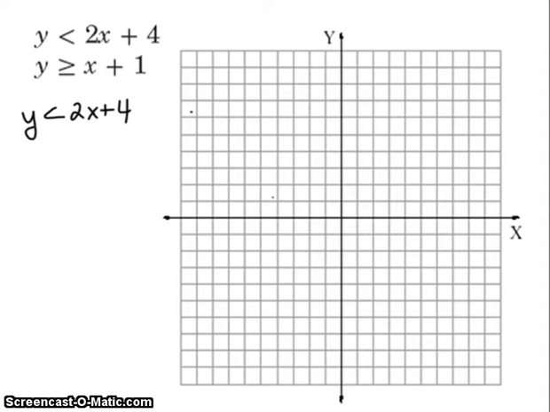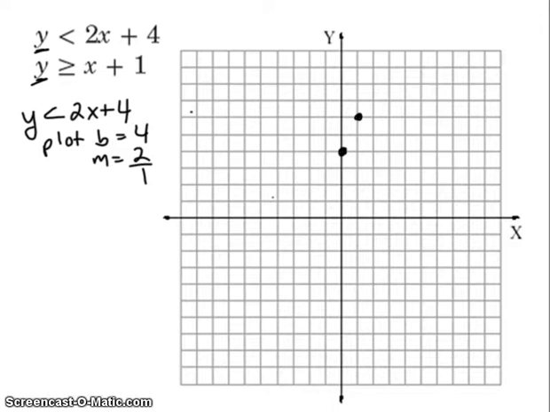Now, both these equations, we have y by itself, so they're in slope-intercept form. So let's draw lines like they're in slope-intercept form. Plot b first. In this case it's 4, and then use the slope. The slope is 2, or 2 over 1, so up 2 over 1.